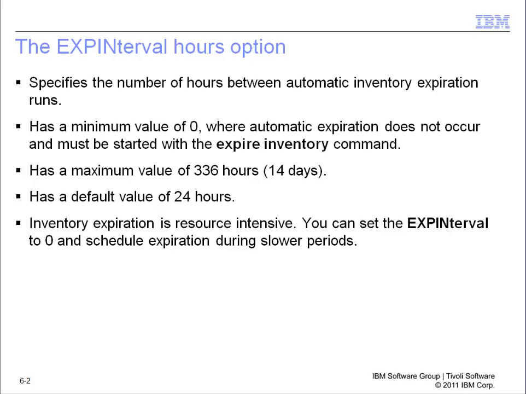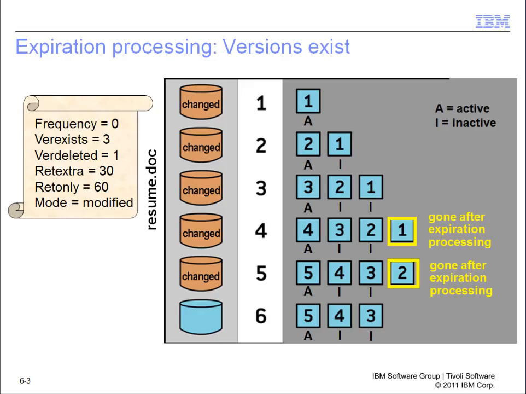The expiration interval value is set in your server options file dsmserv.opt. By default, it's 24 hours. If 24 hours is what you want, you don't need to set it in dsm.opt. That is the default value. Now we're going to run through some expiration processing examples.